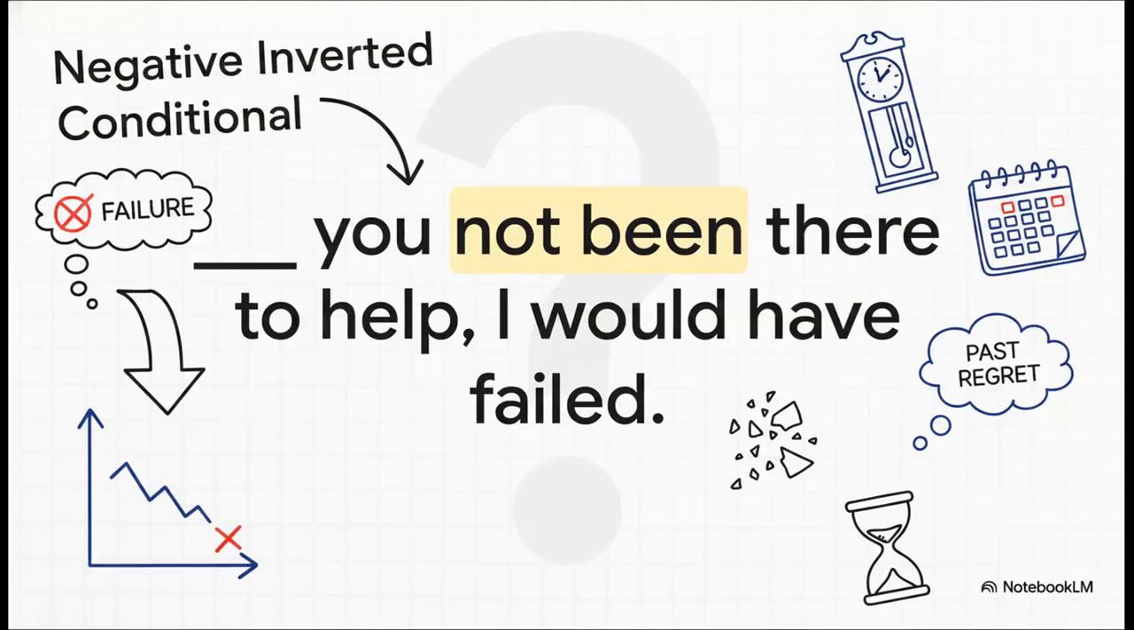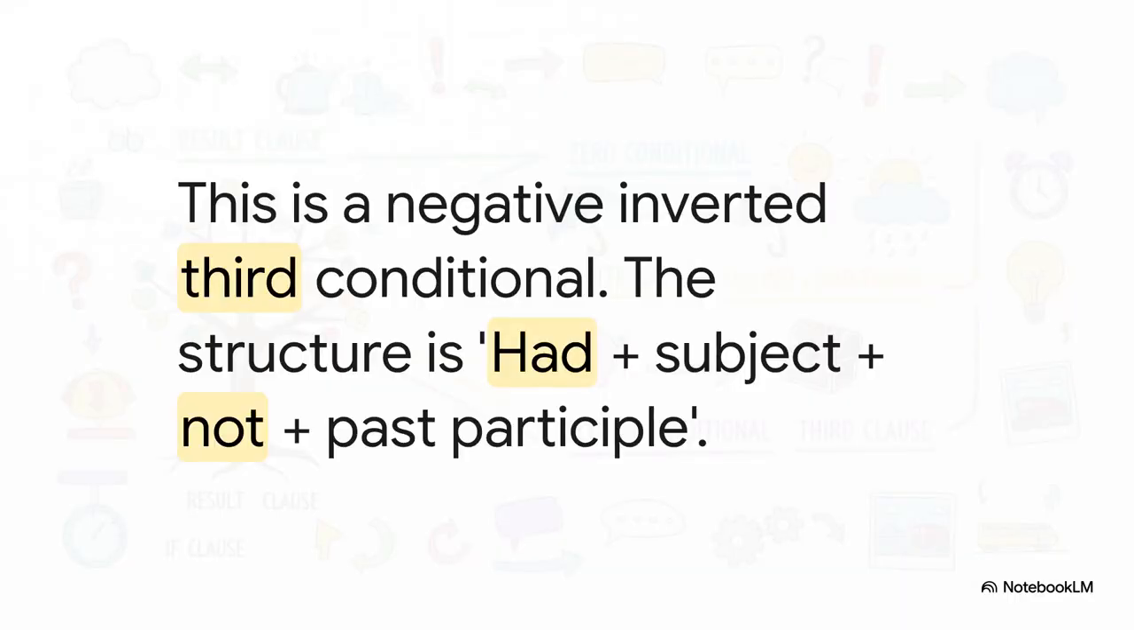For this next one, the key is hiding in the result clause, I would have failed. That phrase right there tells you that we're talking about a past regret. So, how do you create a negative inverted conditional that deals with the past? That's exactly right. The answer is had. Had you not been is simply the formal inverted way of saying if you hadn't been. It's a perfect negative inverted third conditional.